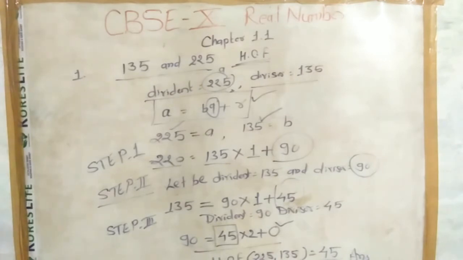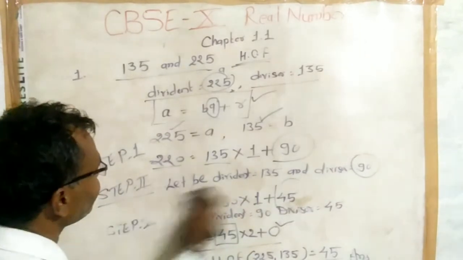The question number second is: you have to find the HCF of 196 and 38220.